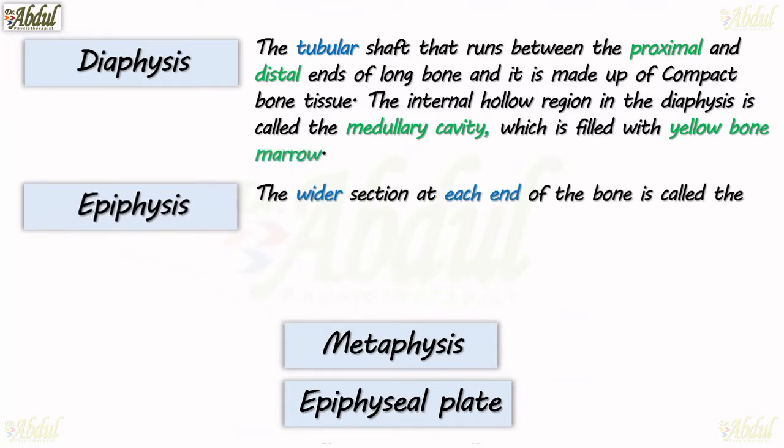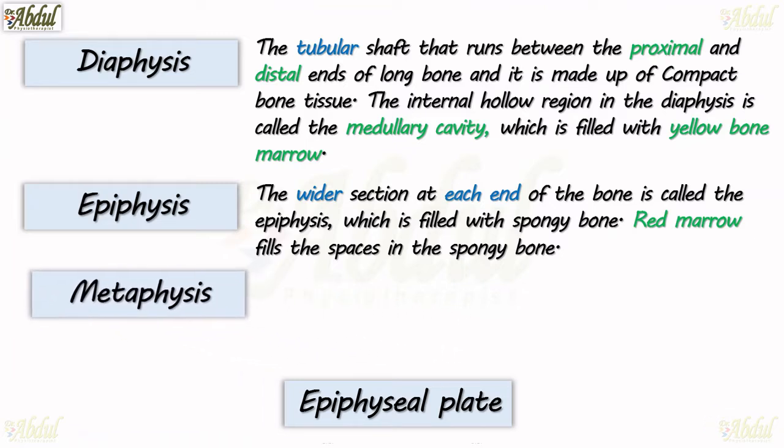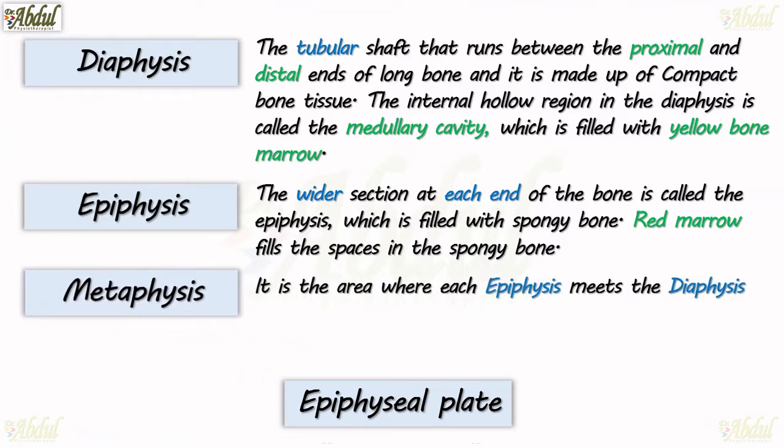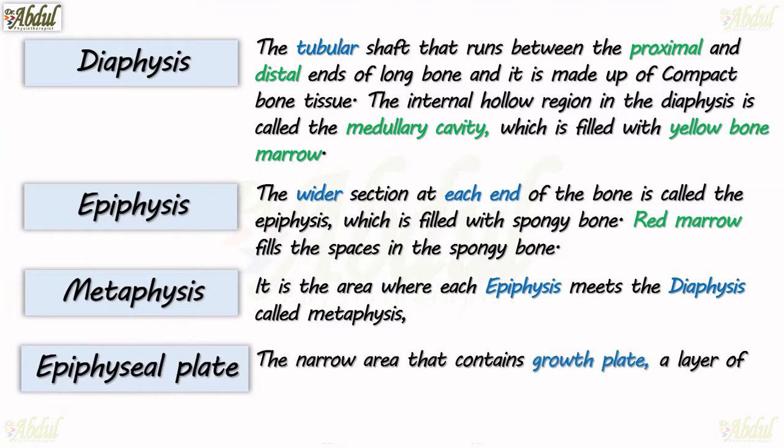Epiphysis: the wider section at each end of the bone is called the epiphysis, which is filled with spongy bone tissue. Red bone marrow fills the space in the spongy bone tissue. Metaphysis: the area where each epiphysis meets the diaphysis is called the metaphysis. Epiphyseal plate: the narrow area that contains the growth plate, a layer of hyaline cartilage in a growing bone.